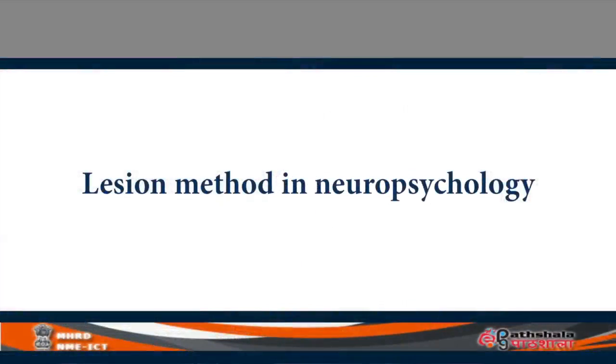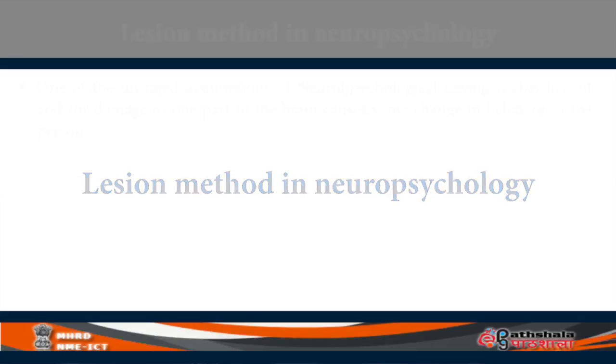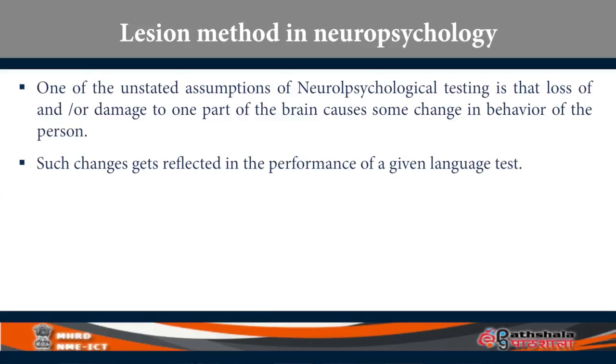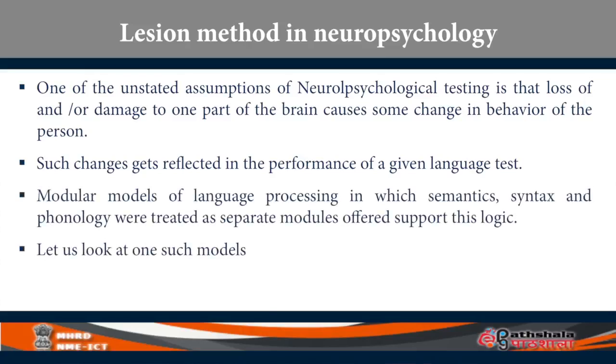But let's pay a little bit more attention to how neuropsychology made use of the lesion method. Basically, neuropsychologists held that loss of or damage to one part of the brain causes some change in behavior in a person. Such changes are reflected in the performance on a given language test. So this way of thinking gave rise to the development of what are known as modular models of language processing.